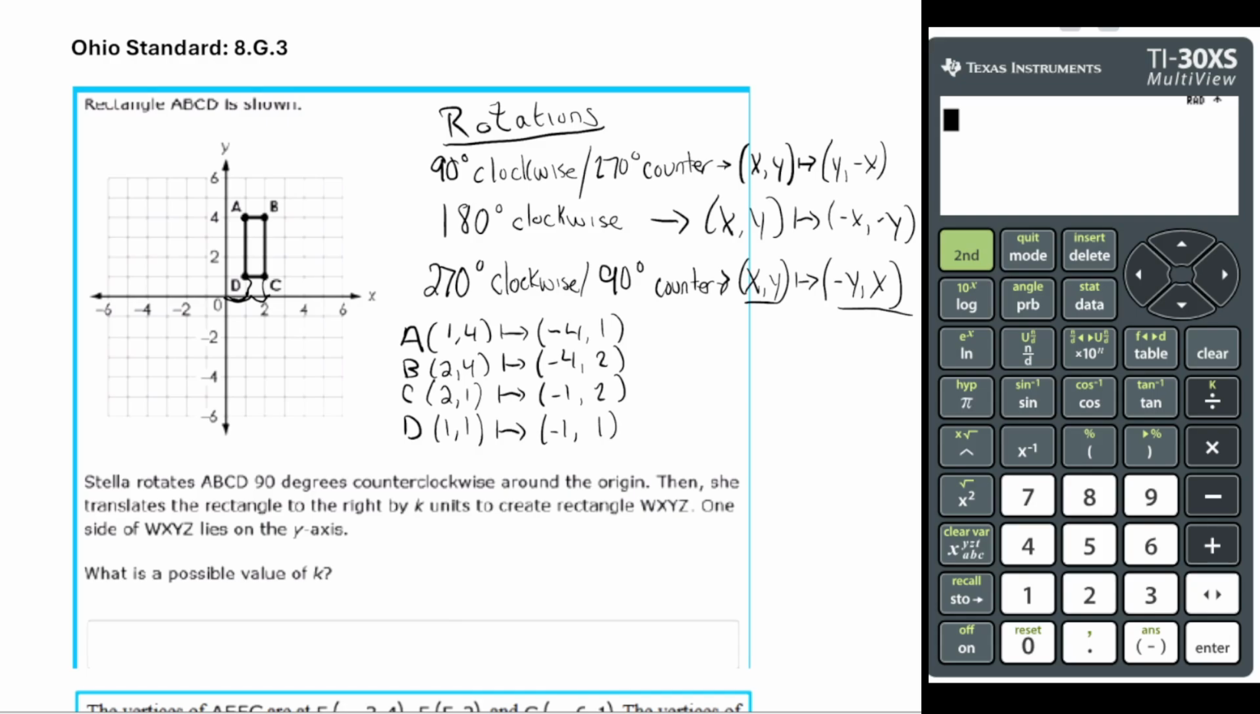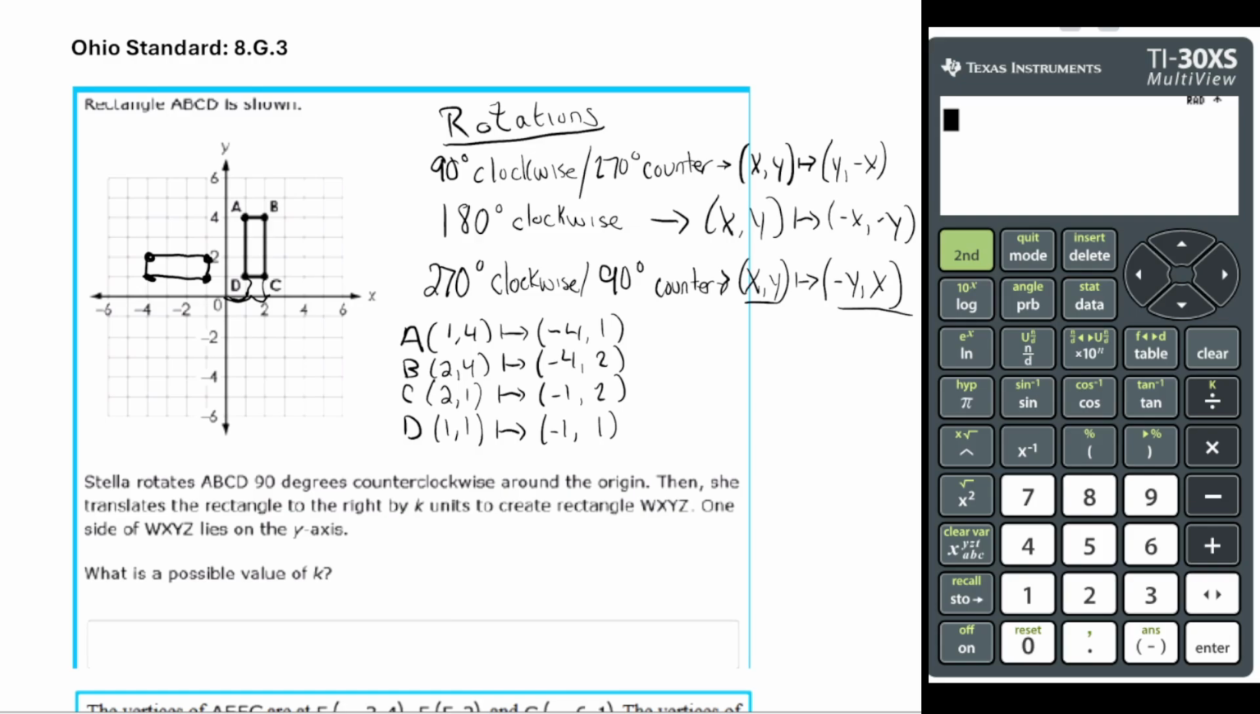So let's graph that. Negative 4, comma 1 is right here. Negative 4, comma 2 is right here. Negative 1, comma 2 is right here. And negative 1, comma 1 is right here. It says this is translated to the right by K units to create WXYZ. One side lies on the y-axis. What's the possible value of K?